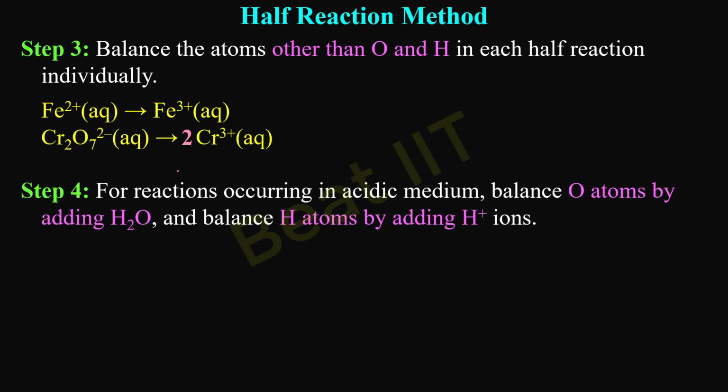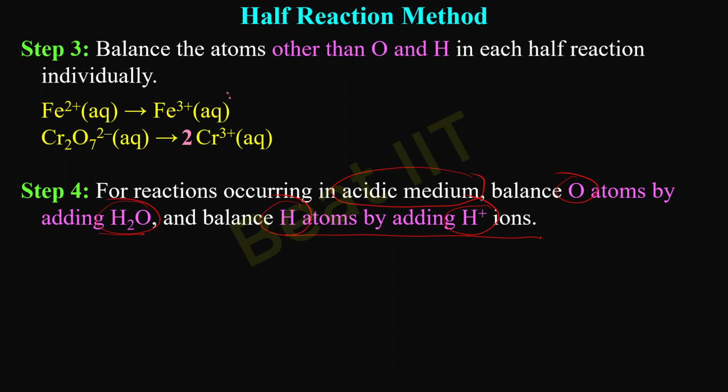Next, step 4, very important step here. For reactions occurring in acidic medium, balance oxygen by adding H2O and balance hydrogen by adding H plus ions. In acidic medium, you will stop here. I will tell you what you need to do in basic medium. In acidic medium, you will balance the oxygen by adding H2O on appropriate side, and you will balance hydrogen by adding H plus on appropriate side. Hydrogen and oxygen we did not balance in step 3, so that's why it's step 4 for that.